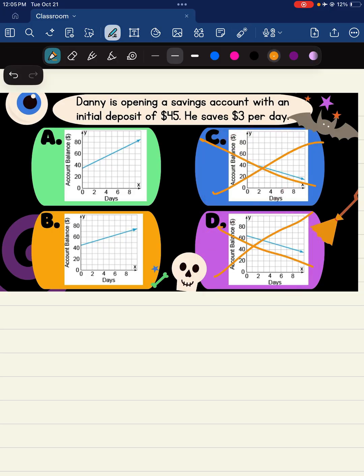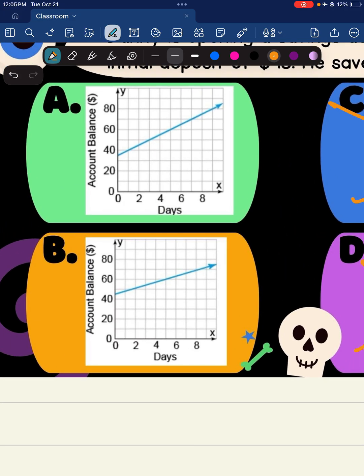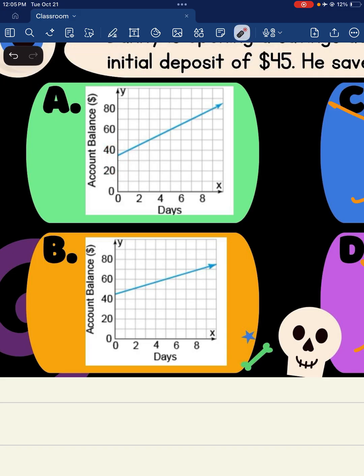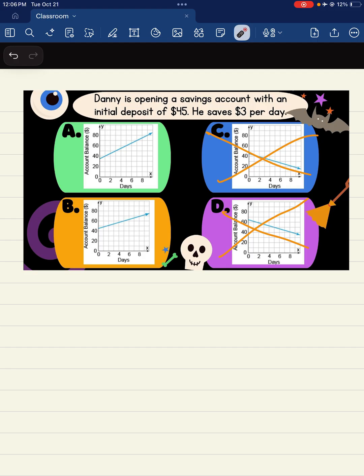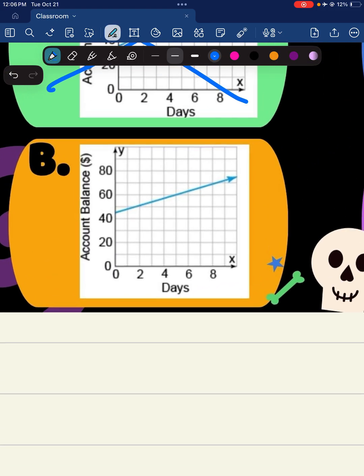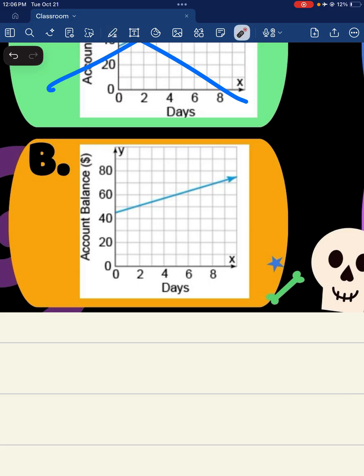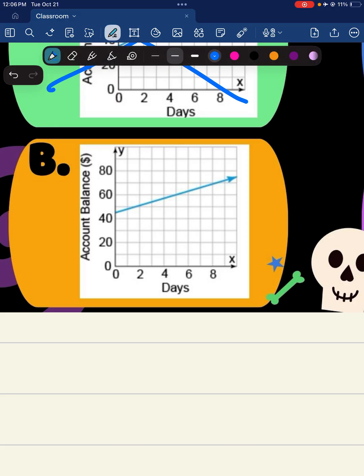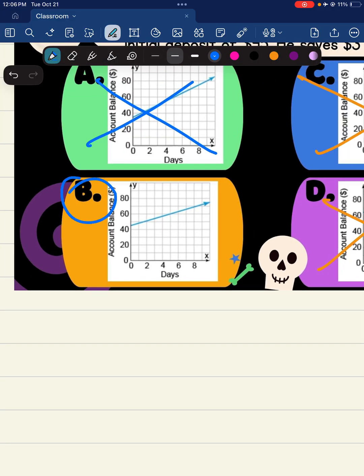So then we're going to look at the parts of our graph. So he's opening a savings account with an initial deposit of $45. So that means my initial value is $45. So we're going to start and see if we can decide by just the y-axis, the y-intercept. So looking here, would this give me $45? No, because it's below 40. So immediately you know, this also can't be it. So let's double check here. Is this above 40? It is. Let's see. And they go by, so this would be 50. So about halfway between 40 and 50 is 45. So the correct answer here would be B.